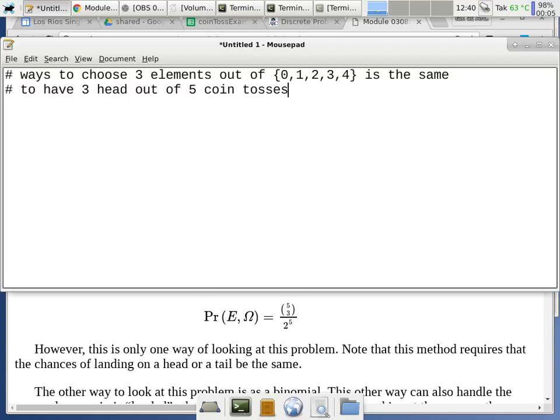Why is it 5 choose 3? Because the way you choose something out of a set is order independent. Ordering does not play a role in whether you have a set that is 0, 1, 2, or 2, 1, 0, or 2, 0, 1, and so on. It doesn't make any difference. Are we doing okay? So is that answering your question?